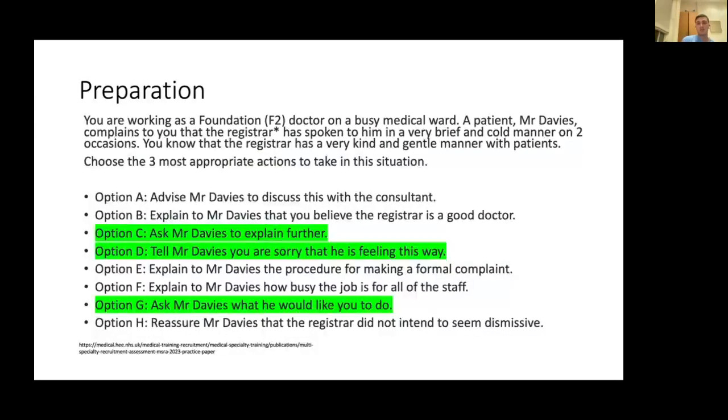B is missing the point. Somebody's unhappy, and to share your opinion about how great you think they are, it's probably not going to help. Nobody wants to hear that. E, bit heavy-handed, formal complaints when you haven't tried to resolve it locally within your powers. And then F is, at the end of the day, making an excuse. So G, although it doesn't seem completely optimal because you're a bit like, what do you want to do? It's probably the best option that we've got here.